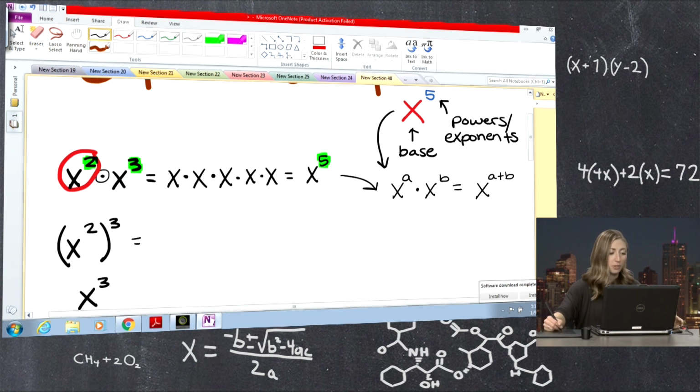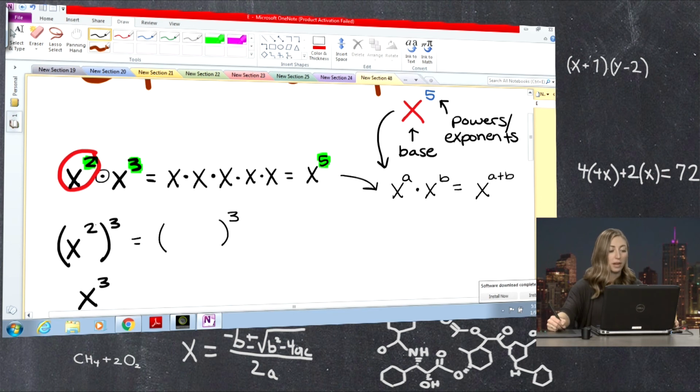The next one is going to be the power to a power property. This one we'll also figure out by expanding. So if you think about what's inside of these parentheses, I'm going to just leave the parentheses here and leave my 3 on the outside.